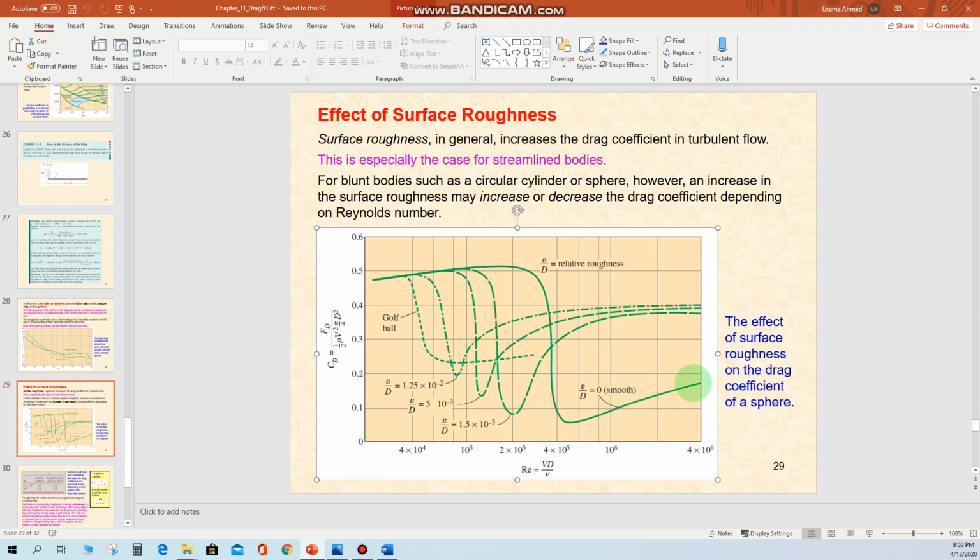Like in this case, we are dealing with a smooth ball, so the drag coefficient will be very low at this point. So for these kinds of bodies, we can have an increase or a decrease in the drag coefficient depending on the Reynolds number. Sometimes at a very low value of the Reynolds number, we can delay the boundary layer separation and decrease the drag coefficient. But at a very high value of the Reynolds number, the drag coefficient becomes a function of surface roughness, and if the surface roughness is high, there will be a high value for the drag coefficient.